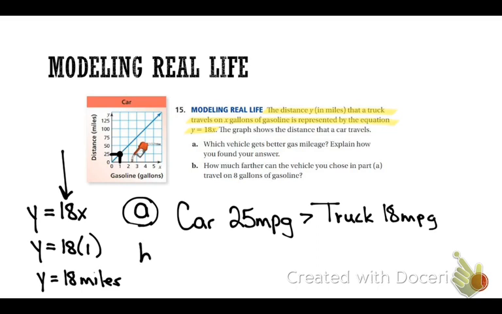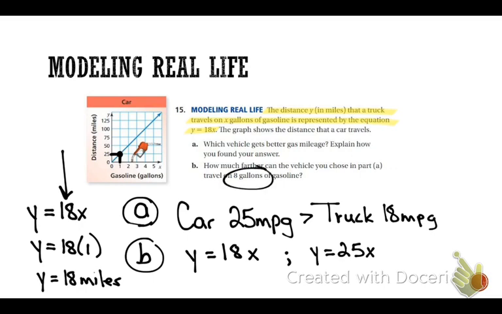So let's look at B. How much farther can the vehicle you chose in Part A travel on 8 gallons of gasoline? You've got to be able to show this, though. We have one equation, y equals 18x, for the truck. How could we write an equation for the car? It's going to look pretty similar. Exactly. y equals 25x. Now, what am I testing? 8 gallons. So I'm going to plug in 8 for x here.